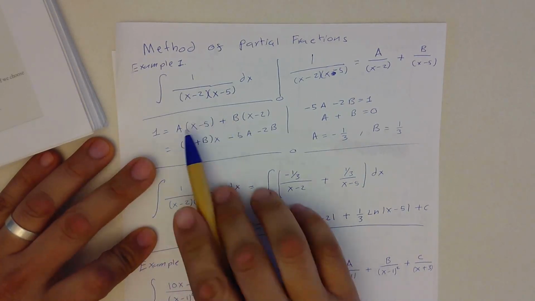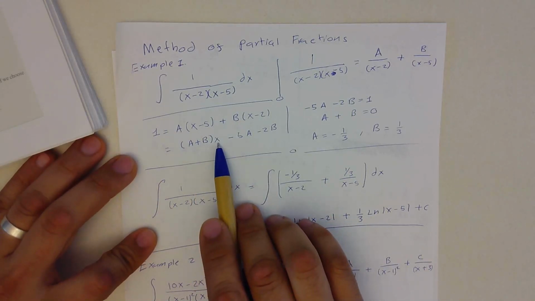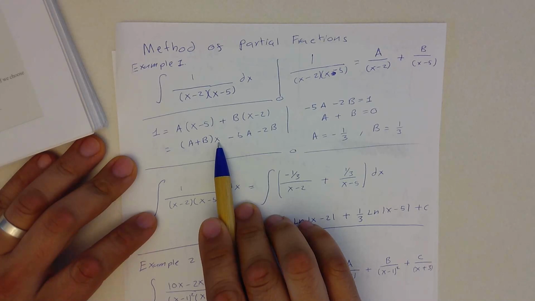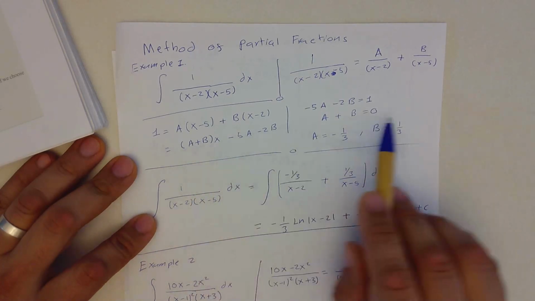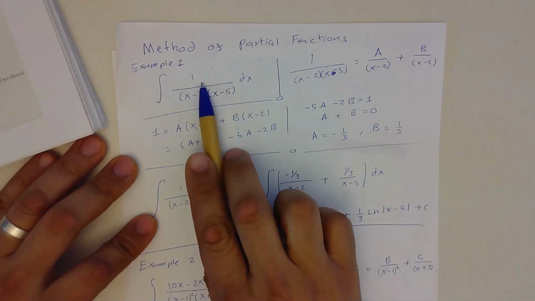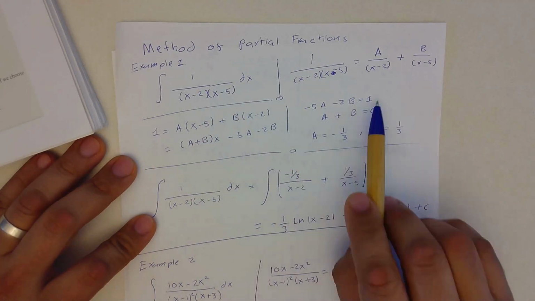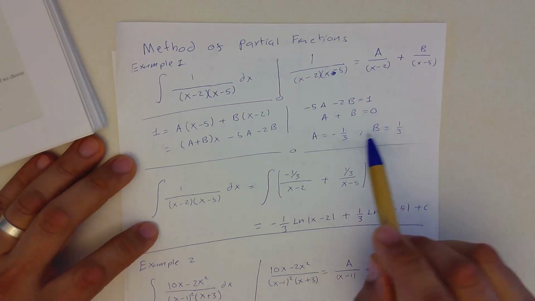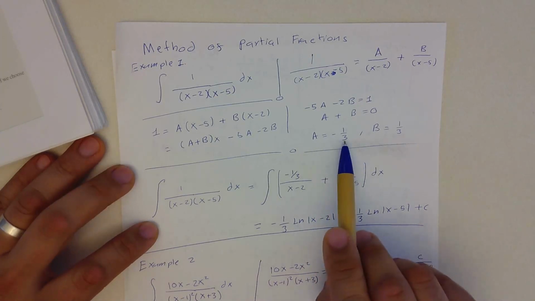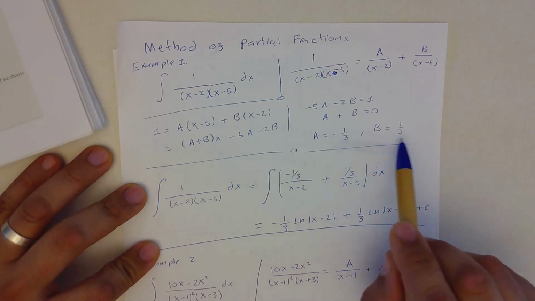If we factorize the x, we say, okay, whatever is multiplying the x, this sum of a and b will be equal to 0 because we don't have any x in the numerator, right? And everything else will be equal to 1. If we simplify these two equations, we will find that a is negative one third, and b is one third.